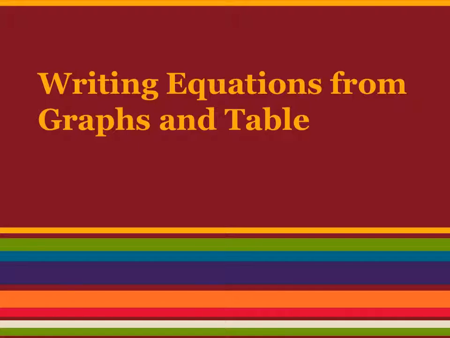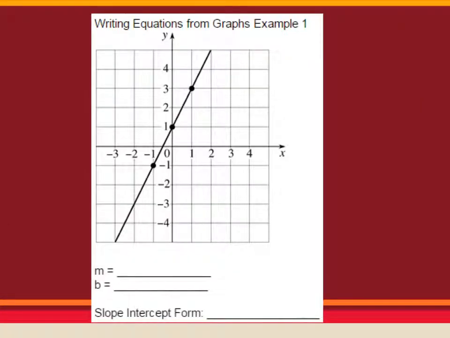If you'll turn to example 1 or start on example 1 in your notes, we're going to write an equation from a graph. In order to write an equation from a graph, you have to first find the slope and the y-intercept. We are going to write all of these in slope-intercept form. So our first graph has a y-intercept at 1. Our y-intercept is written as an ordered pair, (0, 1).